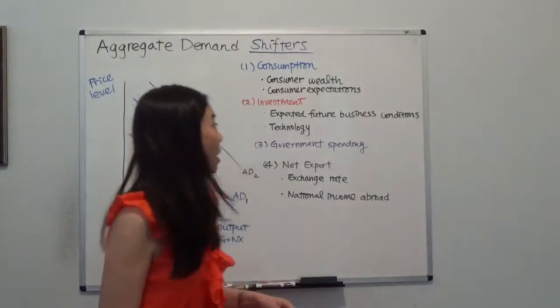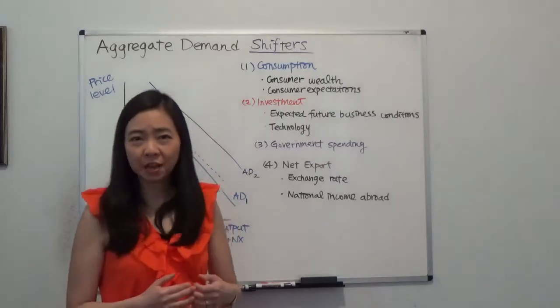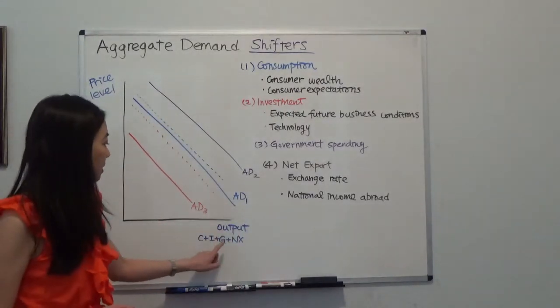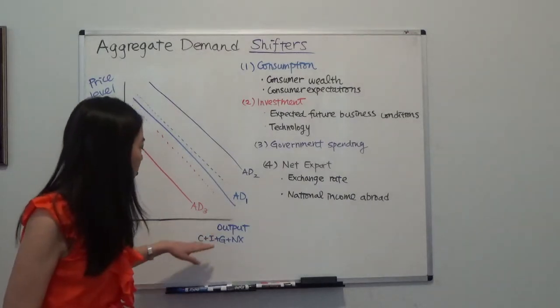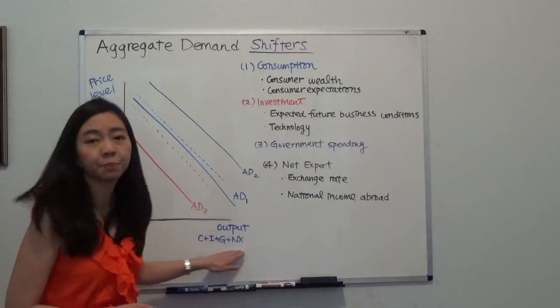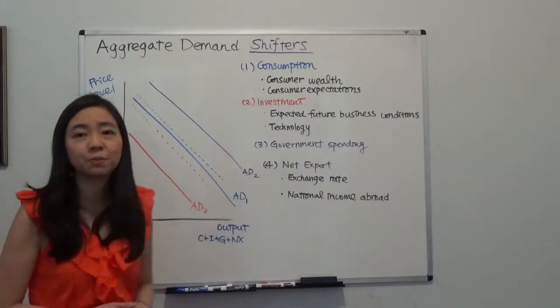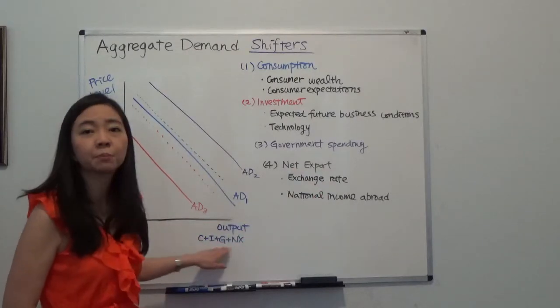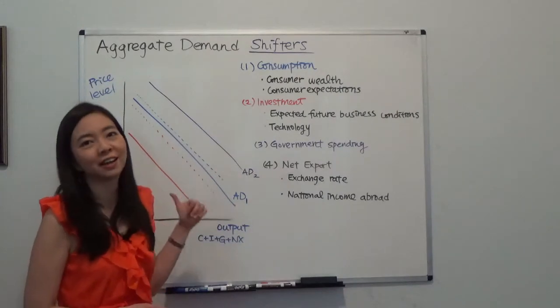Today we're going to talk about aggregate demand shifters. So we know that aggregate demand is equal to consumption plus investment plus government spending plus net export. So anything that is going to cause any of these components to increase is going to shift our aggregate demand curve to the right. And anything that lowers any of these components is going to cause our aggregate demand curve to shift to the left.